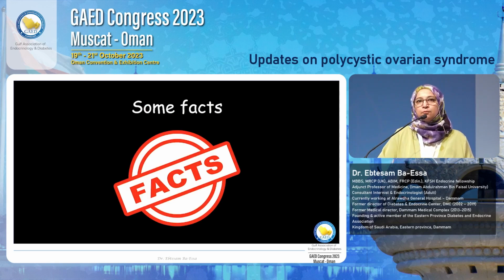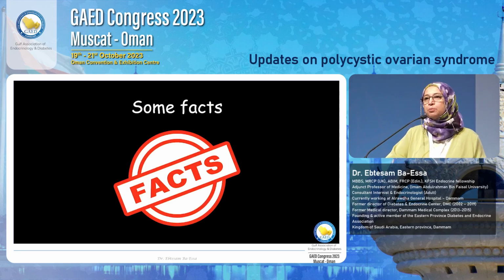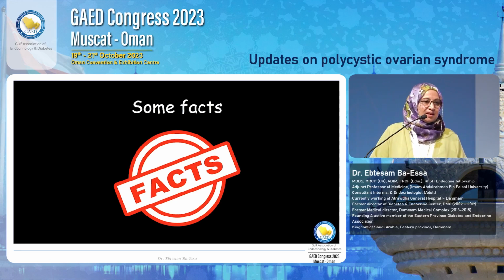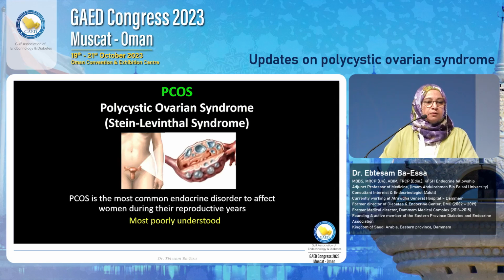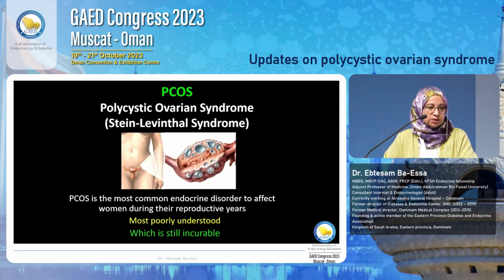Before I start, we all have to agree about some important facts about polycystic ovary. Before we proceed, we should all agree about this, to make my life easier later. As we know, polycystic ovary or Stein-Leventhal syndrome, named after Stein and Leventhal, who first described this syndrome, is the most common endocrine disorder that affects women during their reproductive years. It's the most poorly understood, and it is still incurable.